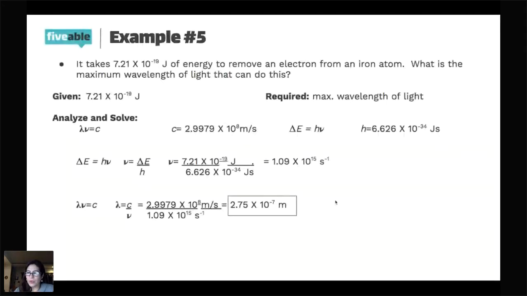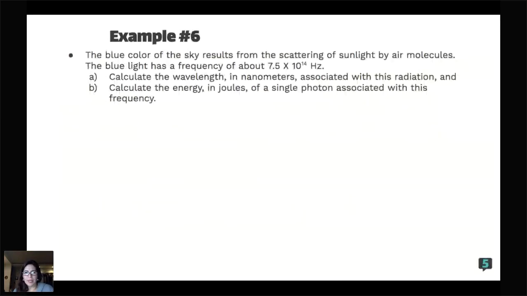Okay, so yes, example 5. Let's go to another example. We have this other example. The blue color of the sky results from the scattering of sunlight by air molecules. The blue light has a frequency of about 7.5 times 10 to the 14 hertz. They're asking us to calculate the wavelength in nanometers associated with this radiation and also the energy in joules of a single photon associated with this frequency.